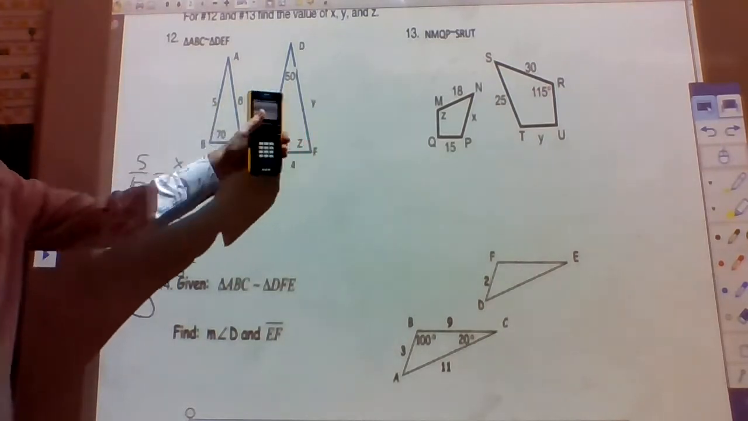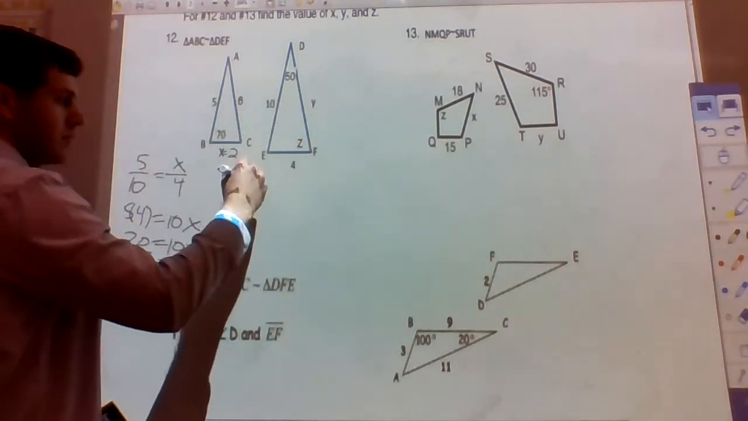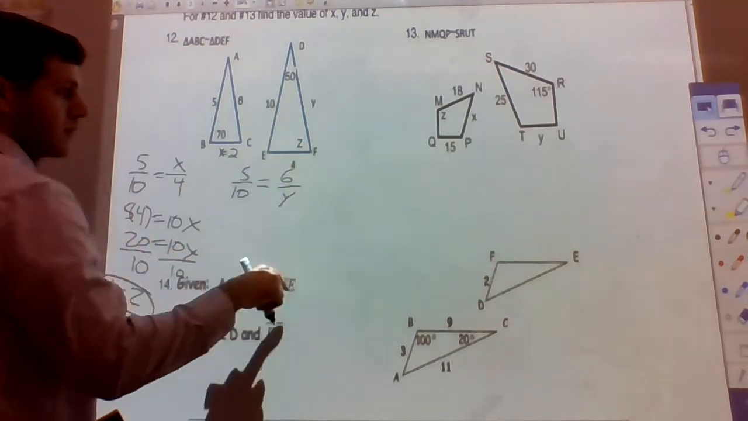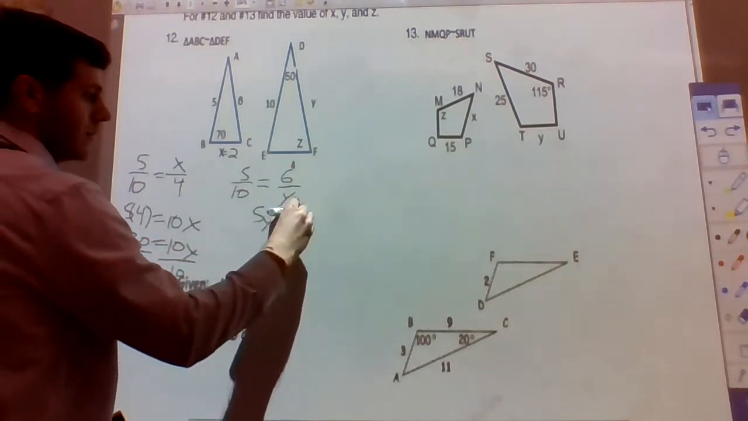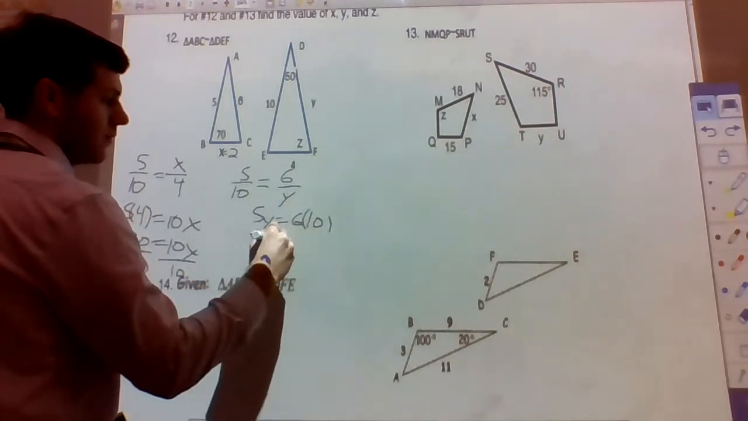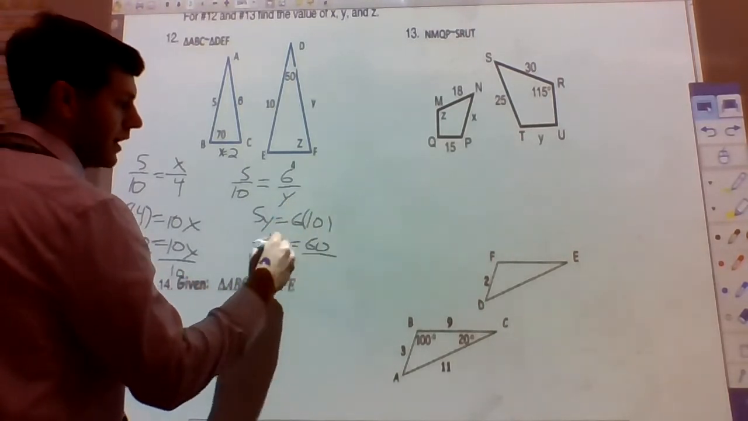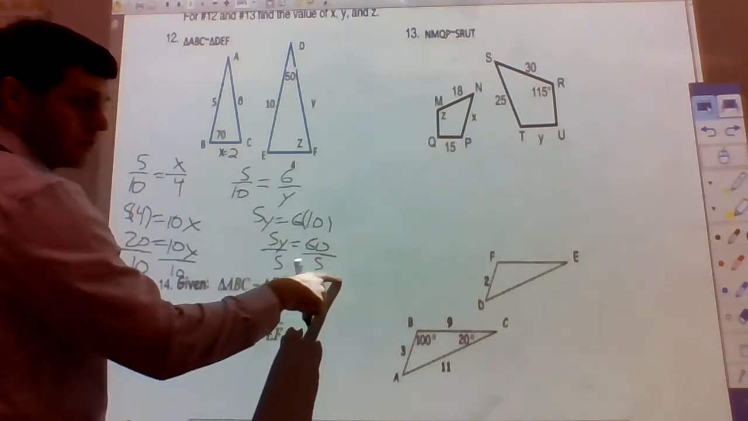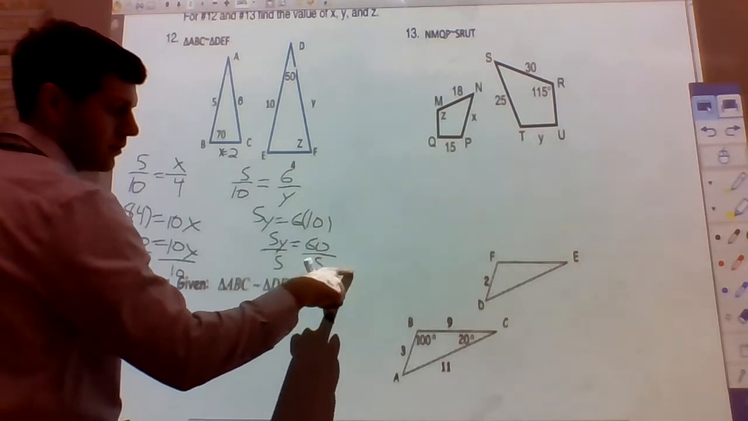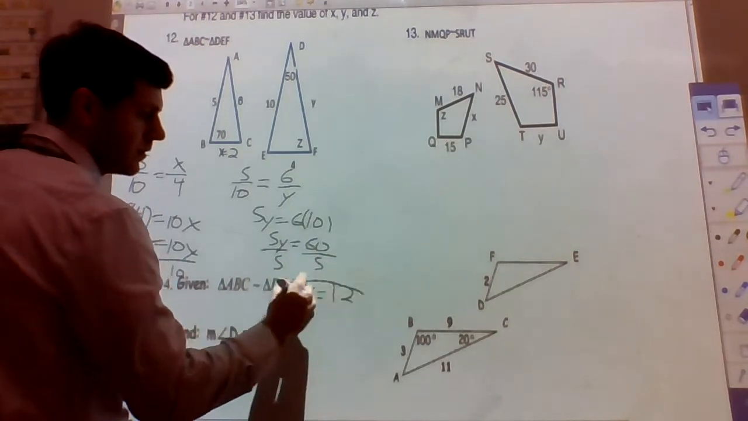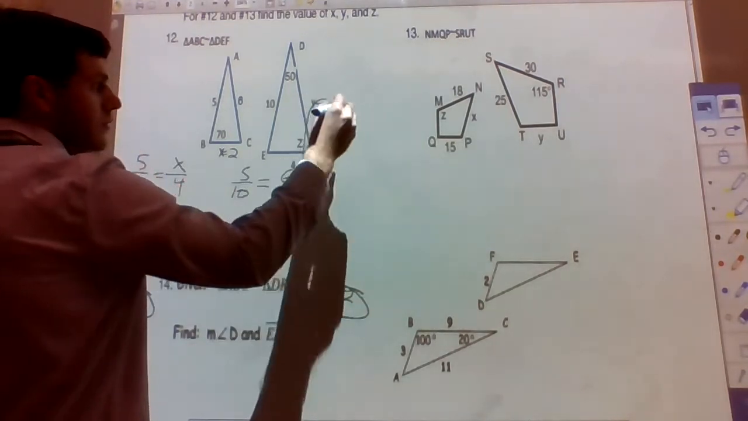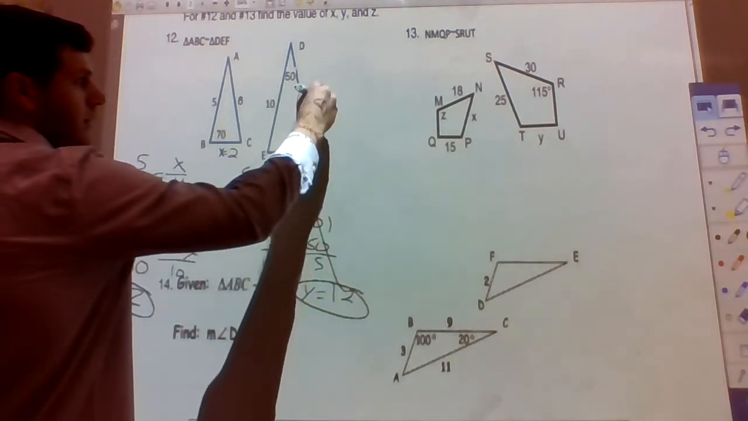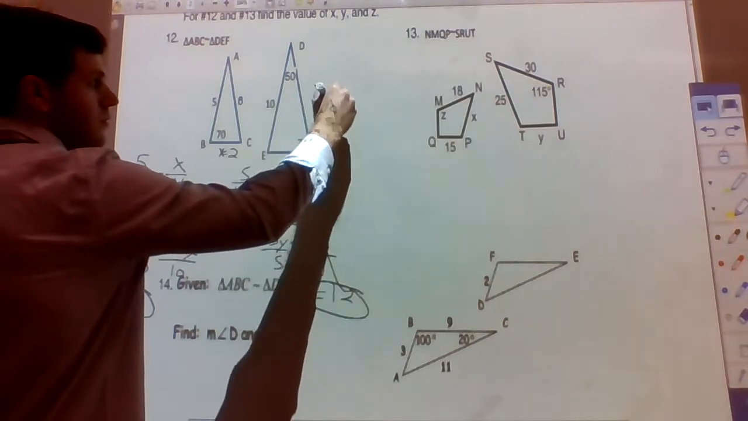We can set it up for y as well. So 5 over 10 is going to equal 6 over y. Cross multiply, 5y equals 6 times 10. 5y equals 60. Divide by 5. Y is going to be equal to, 5 goes into 50 10 times. So it's going to be 12. Okay, y equals 12.